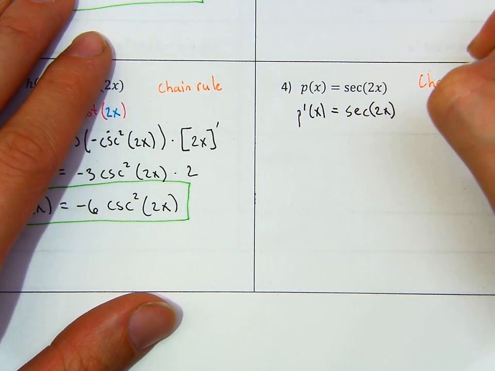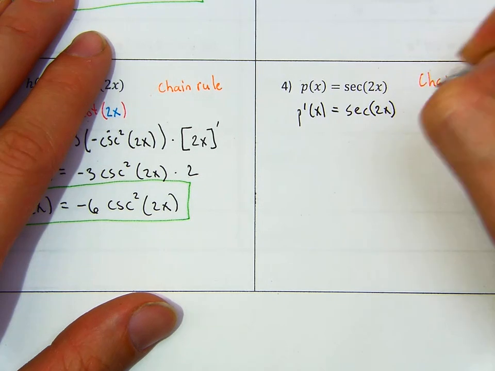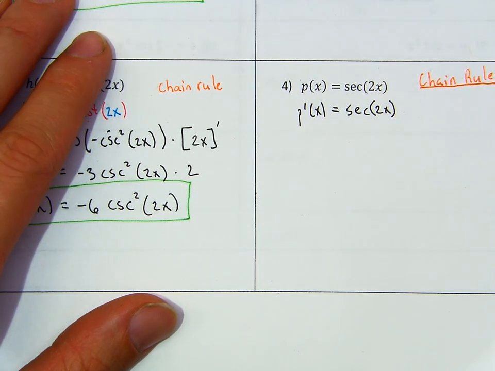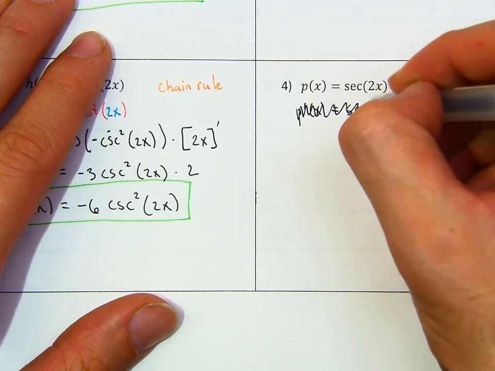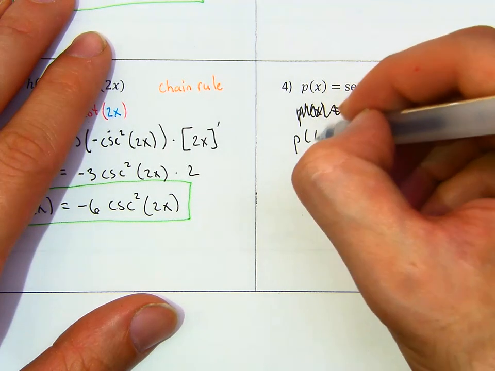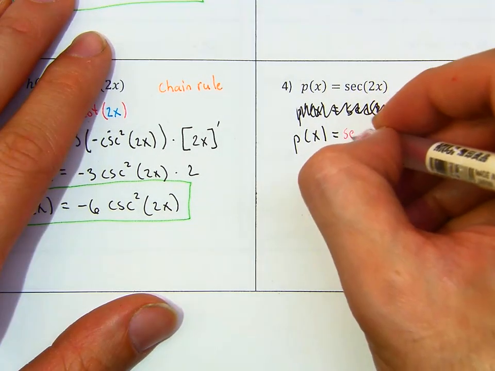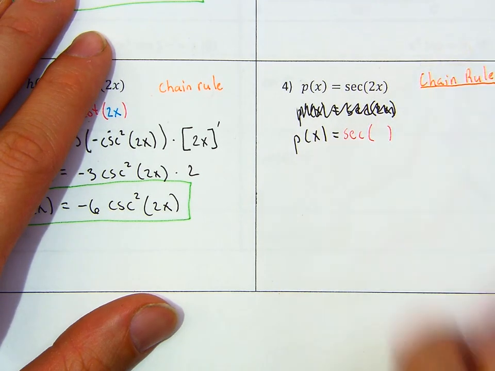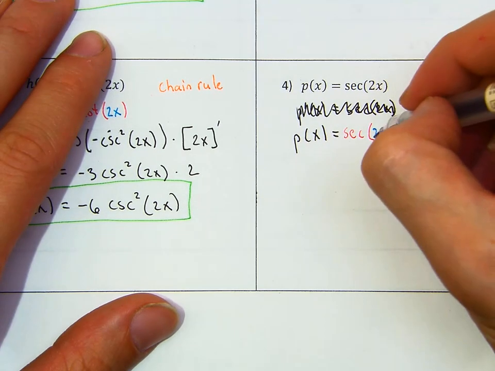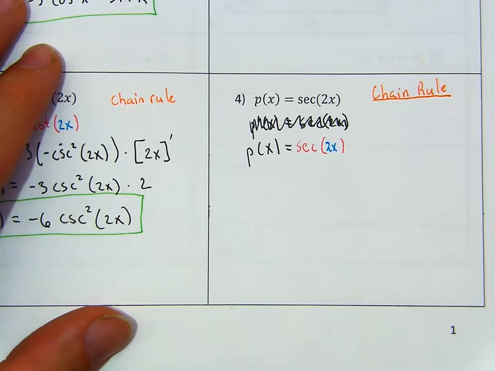You do have to use a chain rule. I am very sorry. You absolutely have to use a chain rule. So here, let's just pause for 1 second. Why do you have to use a chain rule? Here, p of x. Now here, what is our outside and inside? Here, secant would be the outside, and 2x will be the inside.